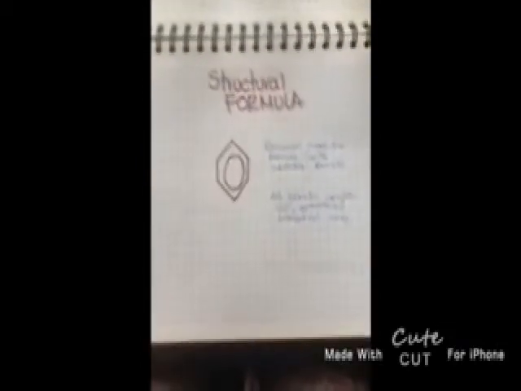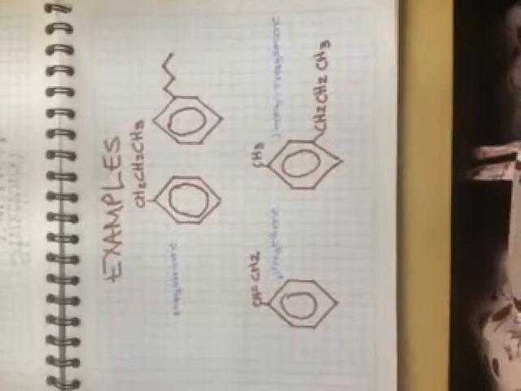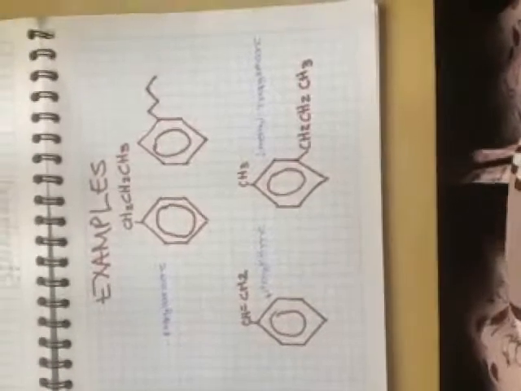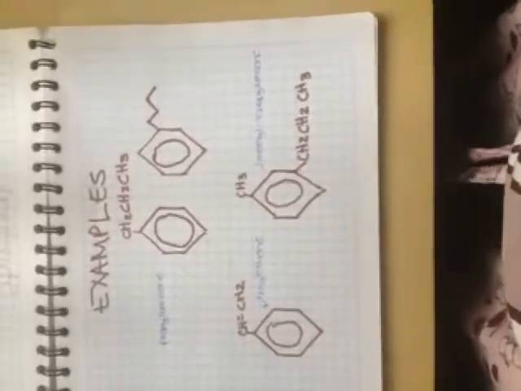Structural formula: all bond angles are 120 degrees. Symmetric examples of these: propylbenzene, phenylethene, and 1-methyl-4-propylbenzene.